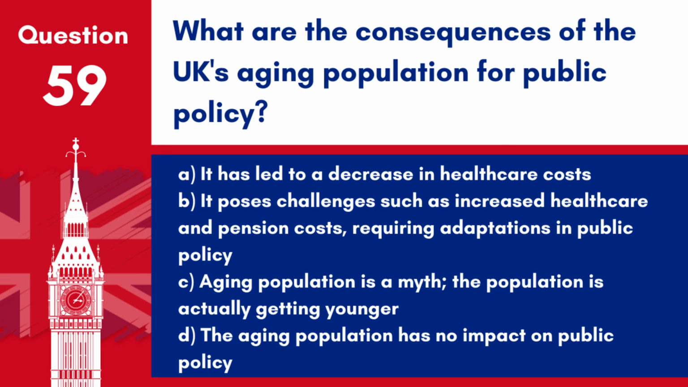Question 59. What are the consequences of the UK's ageing population for public policy? A. It has led to a decrease in healthcare costs. B. It poses challenges such as increased healthcare and pension costs, requiring adaptations in public policy. C. Aging population is a myth. The population is actually getting younger. D. The aging population has no impact on public policy.